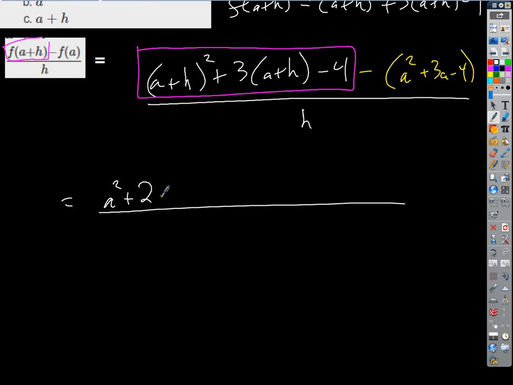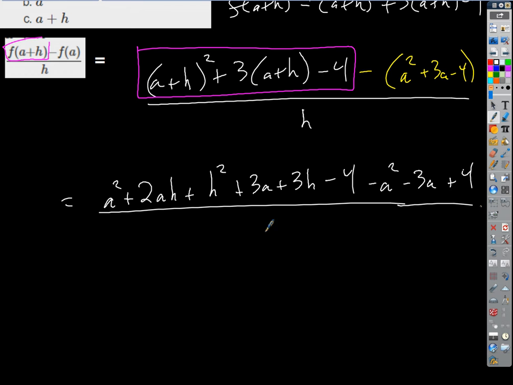Plus 2ah plus h squared. Good. So if I expand that all out, that's what I get. I'm going to add to that, if I distribute the 3, plus 3h, minus 4. If I distribute the negative, what do I get there? Negative a squared, minus 3a, plus 3. Okay, so I can cancel some stuff now in algebra.